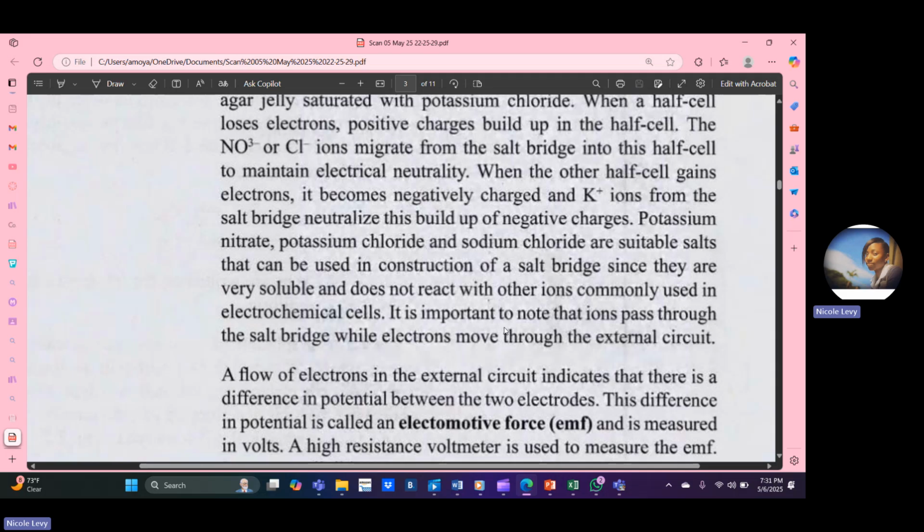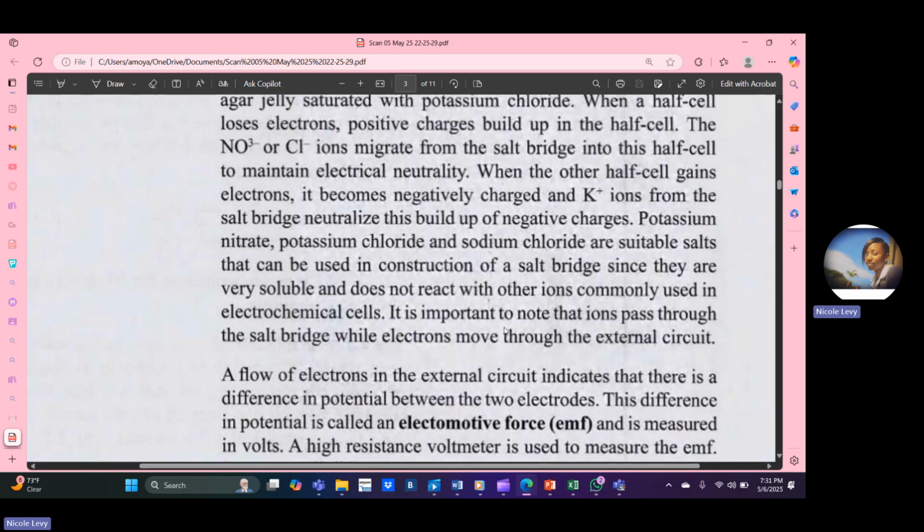Since they are very soluble and do not react with other ions commonly used in the electrochemical cell. So because these are soluble salts and they do not react with other ions in the cell, they are suited as salt bridges.